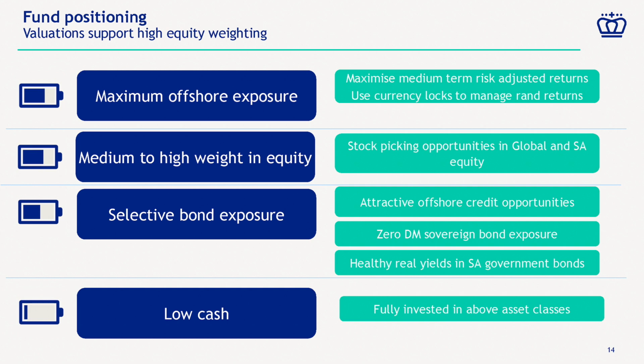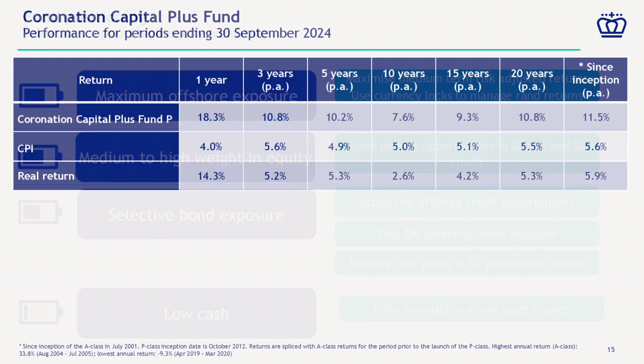We have a relatively high weight in equities, and as I've discussed, we think there are stock picking opportunities in global and South African equities. Our bond exposure, we think, has a healthy real yield underpin with the SA fixed income allocation, complemented by the global corporate credit, and then low cash because we are fully invested in all those asset classes.